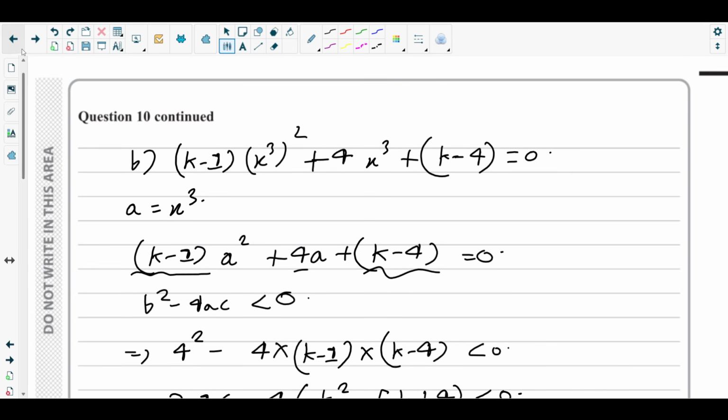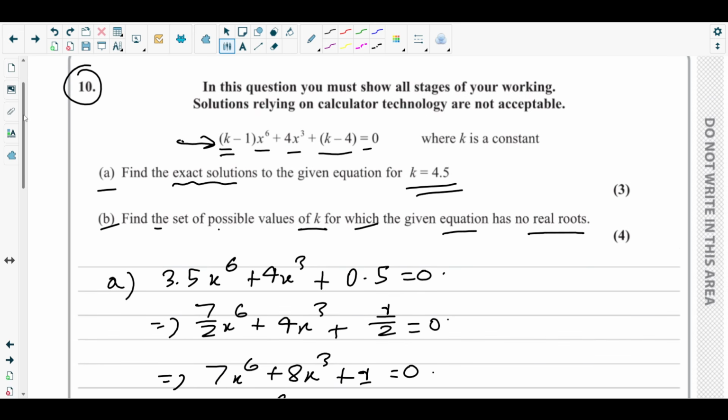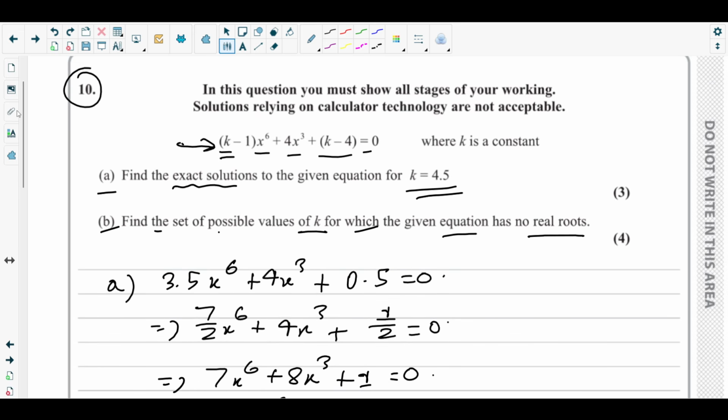The set of values we found here, k less than 0 or k greater than 5, is the answer for part B of the last question, that is question number 10 from the May 2025 Pure Mathematics 1 paper.